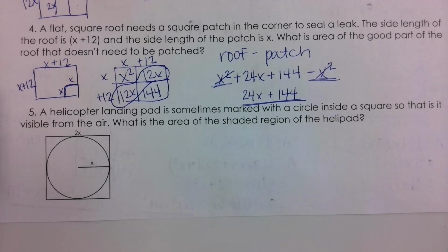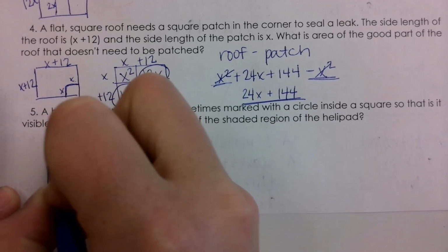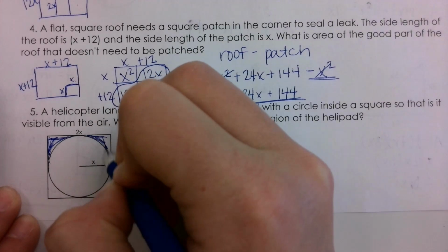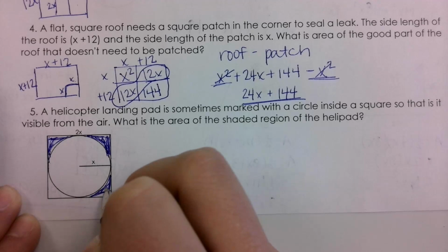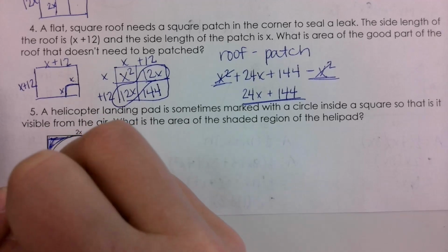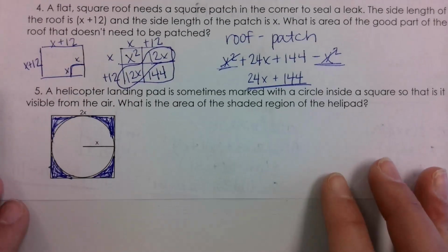So a helicopter landing pad is sometimes marked with a circle inside a square. It's already drawn for you, so you don't have to draw that. So that it is visible from the air. What is the area of the shaded region of the helipad? We're going to pretend that this is the shaded region. So you got to kind of color yours a little bit. So if we want to know just the shaded region, so it's basically the shaded corners there, how can we find that?